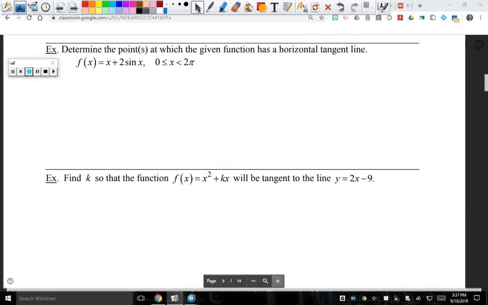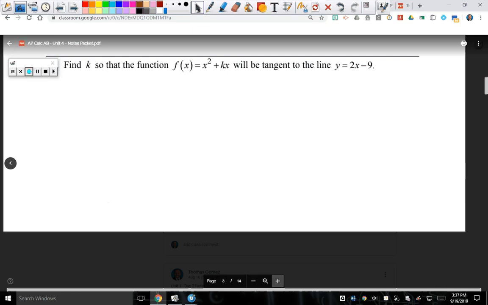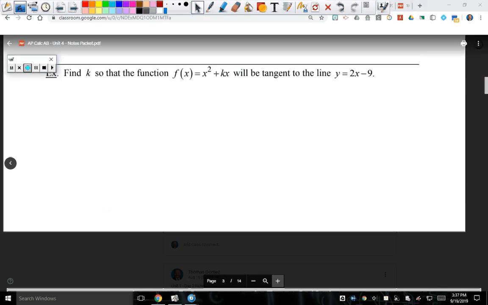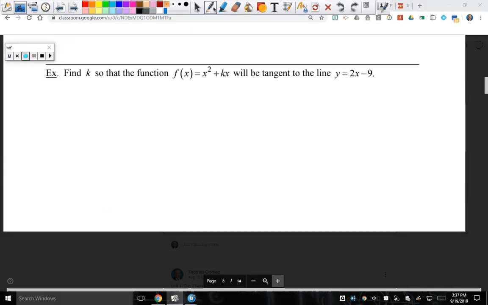Here we go, our last example. It's going to be right here. We have: find k so that the function will be tangent to this line. Do you see what's going on? Alright, in your words, tell me what we're trying to do.